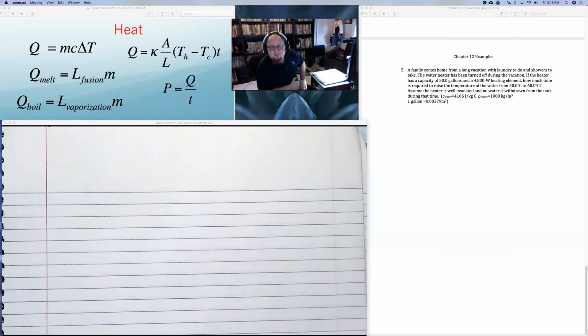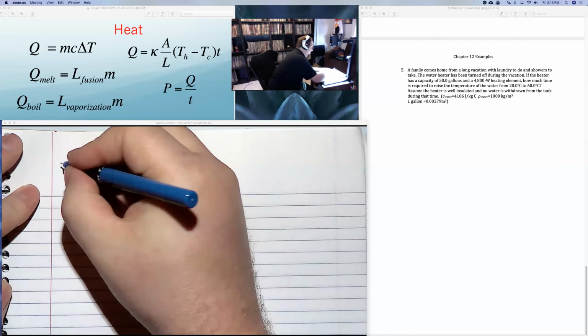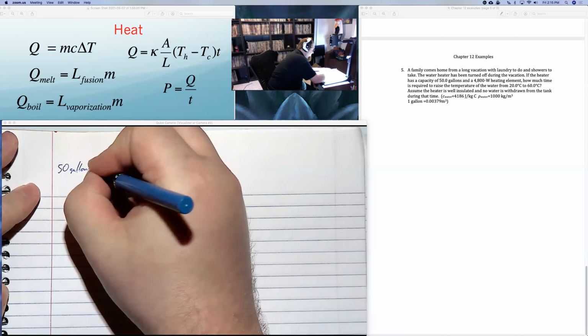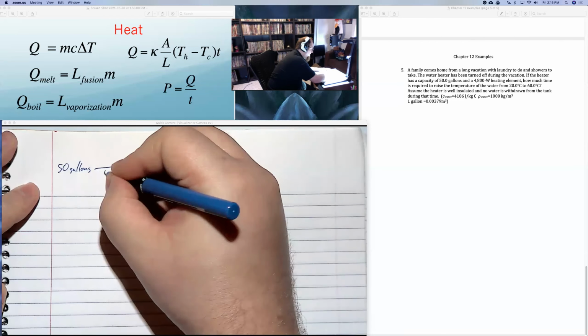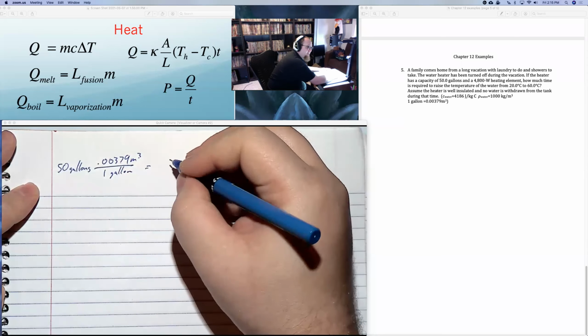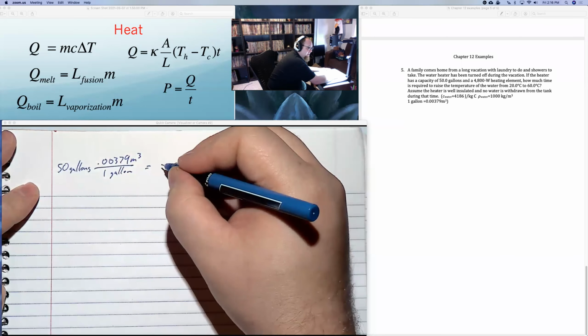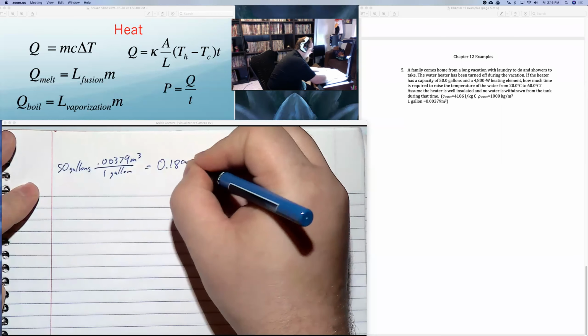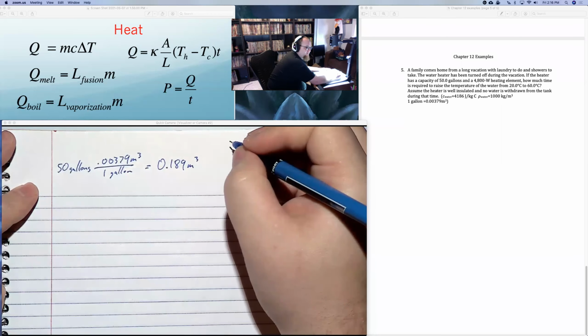It says, a family comes home from a long vacation with laundry to do and showers to take. The water heater has been turned off during the vacation. If the heater has 50 gallons, okay, right there, we don't work in gallons. 50 gallons, well, I wrote that 1 gallon is 0.00379 meters cubed. So a 50-gallon hot water heater can hold 0.189 meters cubed. So we have a volume of 0.189 meters cubed.